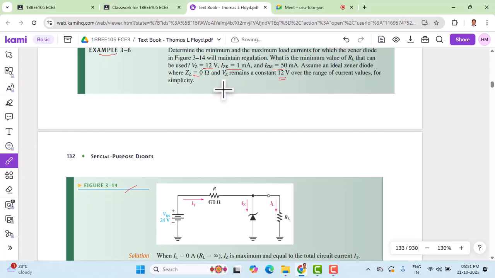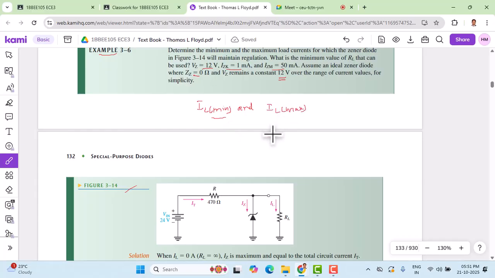I hope you understood the problem. We need to determine the minimum and maximum load currents for which the Zener diode will maintain regulation. In a simple way, we need to estimate IL minimum and IL maximum, the load currents for which the Zener diode maintains regulation, without compromising on the regulation. So what should be the minimum load current and what is the maximum load current here.